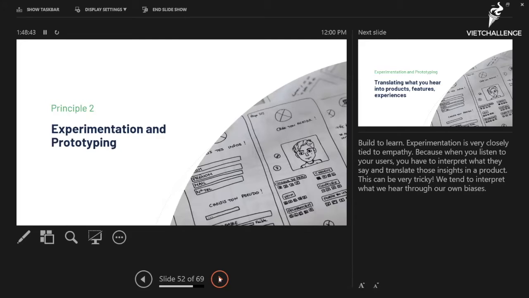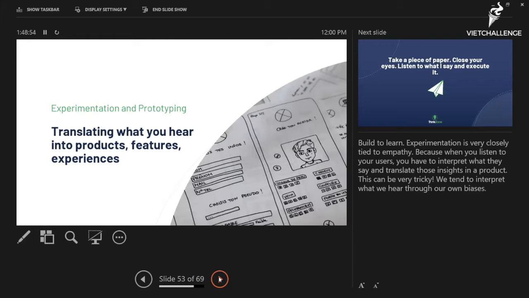Second principle of design thinking, experimentation and prototyping. It's really about constantly trying and failing, trying and failing and learning. When we talk about experimentation and prototyping, it's really about translating what you hear into products. So really listening and being able to create something based on the insights that you get.